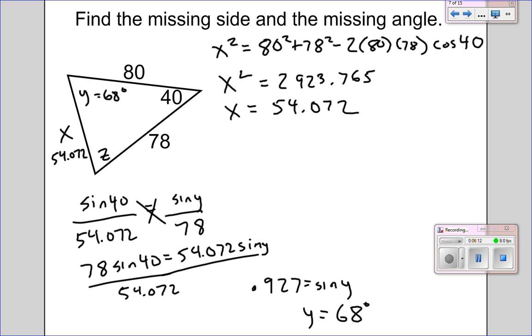So now subtract from 180 to find your final angle. And you get that z equals 72 degrees. And you can kind of check your work a little bit to see if you have your smallest angle across smallest side, middle to middle, large to large.